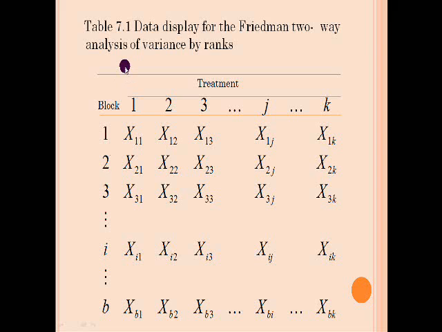This Table 7.1 shows the data display for the Friedman two-way analysis of variance by ranks. We know that the columns represent the treatments, which is k, and the rows represent the blocks.